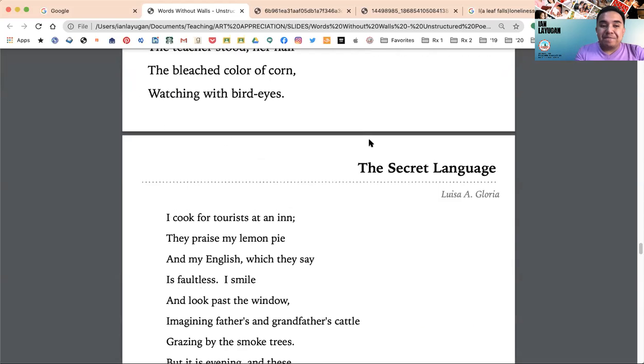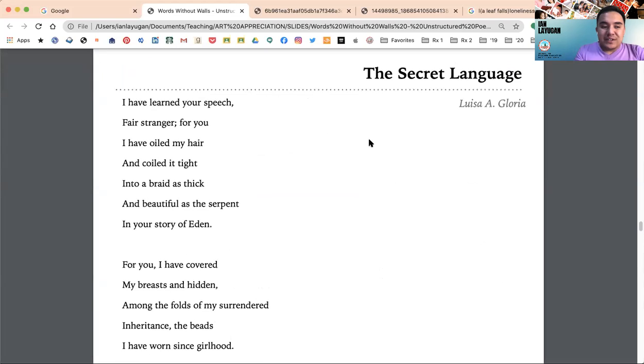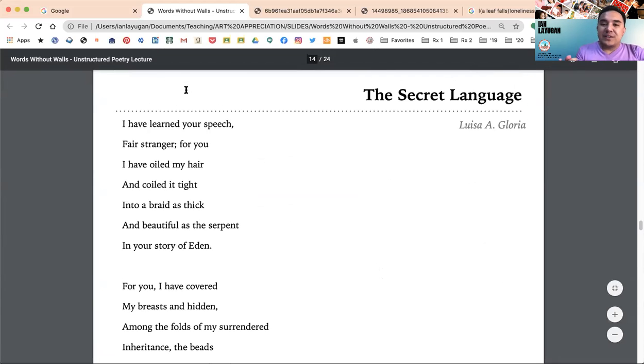What is the secret language that Luisa Igloria is talking about? Now look at the experience. "I have learned your speech." May kausap siya, so she's addressing her poem to somebody. "I have learned your speech, fair stranger." From the lines already, I told you that Luisa is a Cordilleran Baguio girl, and then she's talking about a fair stranger. So it gives you the idea that she's talking to someone who's American, someone from the West, because of the fair idea, maputi ka.